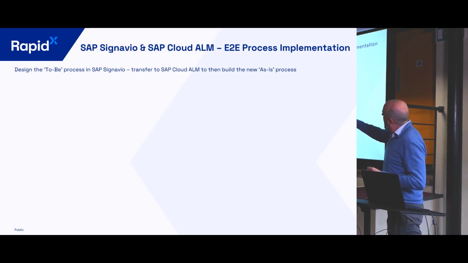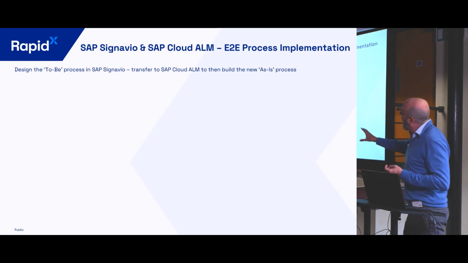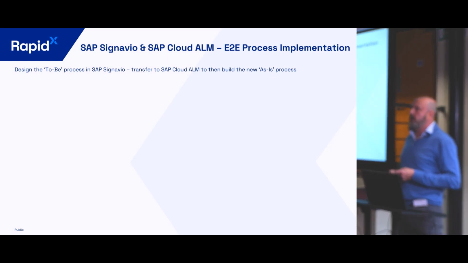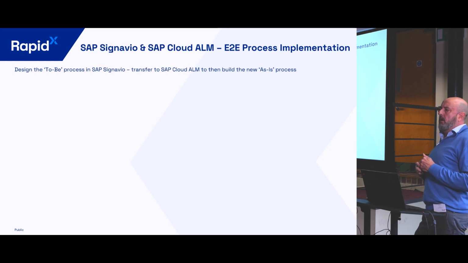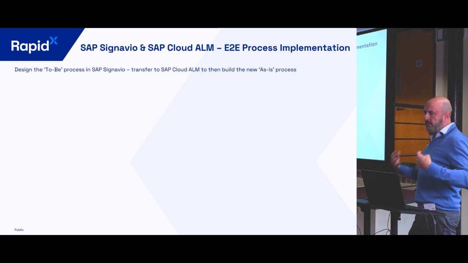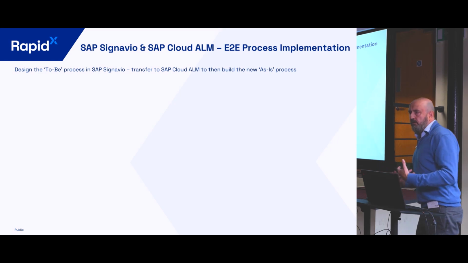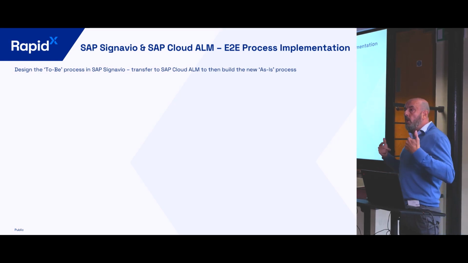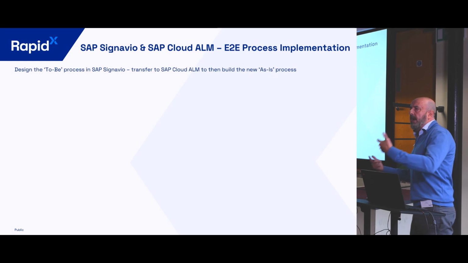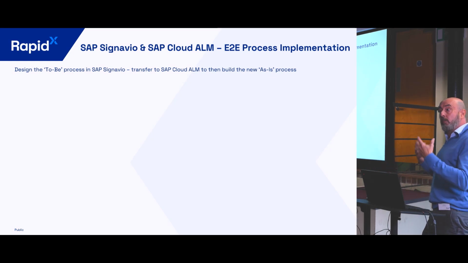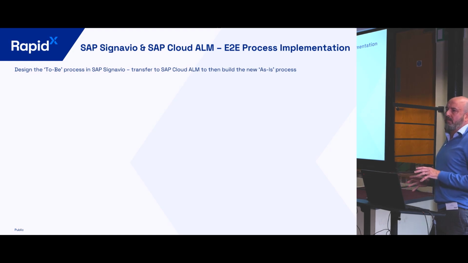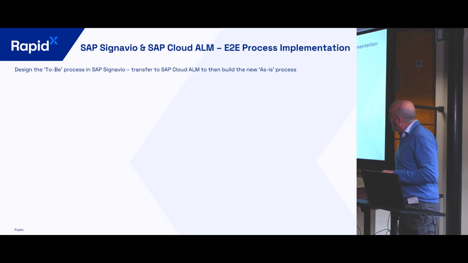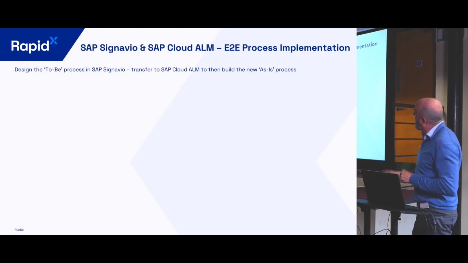So SAP Signavio is there to design the to-be process. So you're in your ECC, you're looking to move to S/4HANA. Ben already touched upon the clean core concept. Now, the recommendation is always try to do a fit to standard, try to reduce complexity, not only complexity in how you run your processes going forward, but complexity in how you achieve that. So you're reducing on two fronts. So you want to design your to-be process in SAP Signavio.